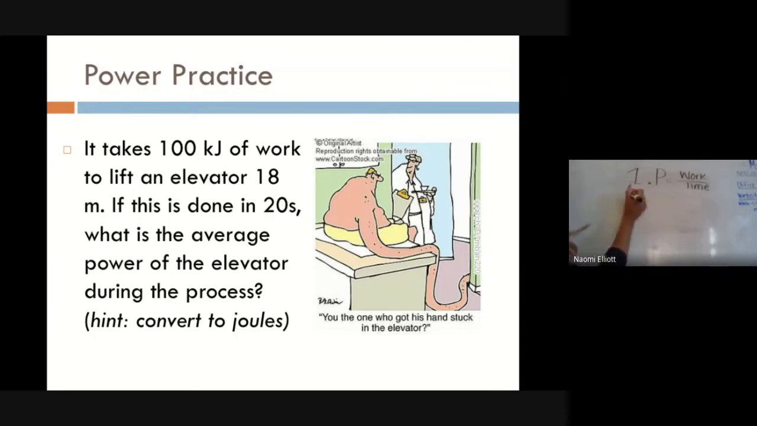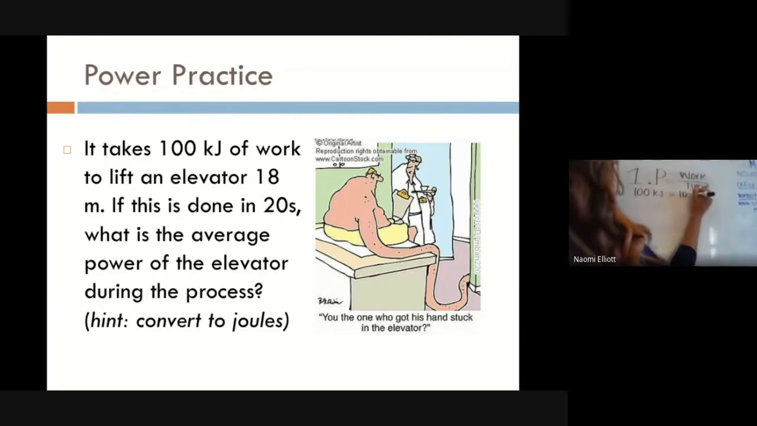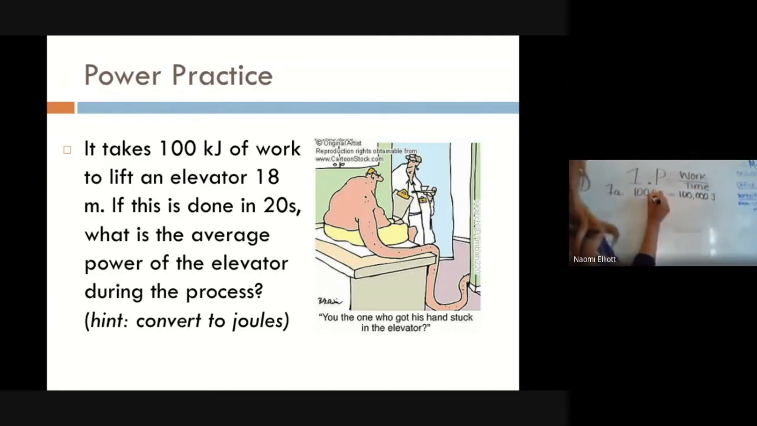So first, the first thing I'm going to do, and I'm going to call this 1A, is I'm going to convert the 100 kilojoules into joules. Okay, so 100 kilojoules, we know that kilo means 1,000, so 100,000 joules. Okay, so we have 100,000 joules. So now it's going down to step 2.